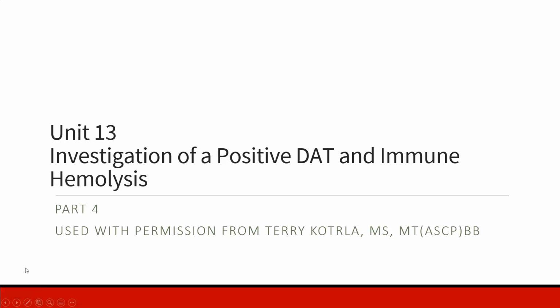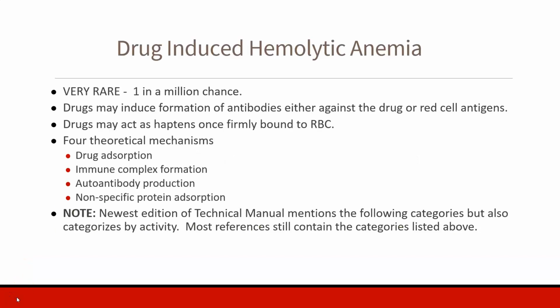This is the last part, part 4 of Unit 13. Positive DATs overall are very difficult to understand, but the autoimmunes, as long as you have these different categories and know the procedures to follow, they're kind of easy. But drug-induced hemolytic anemia, students struggle with the most. And these are very rare, 1 in a million chance.